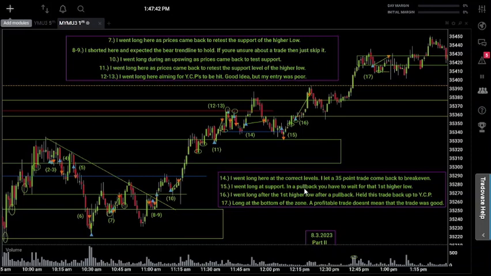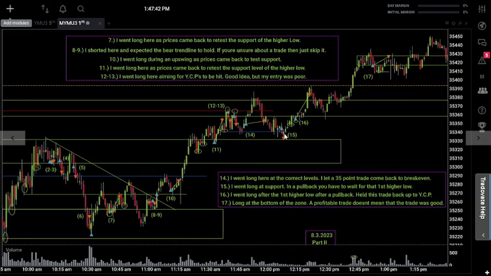Don't try and anticipate that level of support holding up, because when I went long at 15, I just assumed, oh, okay, this is the level of support from the higher low that got established over here by trade number 11. So more than likely, this should definitely hold up, right? That might be the idea that you have, but you want to see prices come into that level. Then you want to see the reaction that you were looking for.